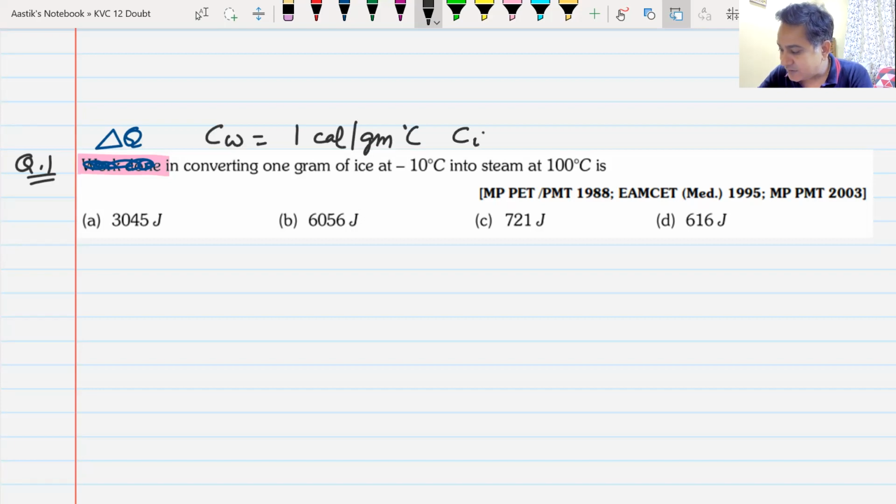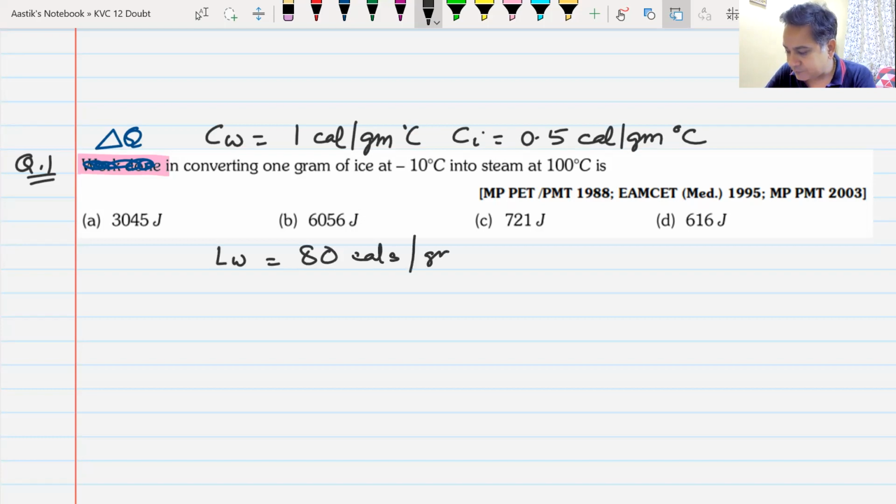Specific heat of ice is 0.5 calorie per gram per degree Celsius. Latent heat of fusion of water is 80 calories per gram. Latent heat of vaporization, LV, is 540 calories per gram. Do you know all these values? Even if you don't know, I have given you the values. The values are there. The question is there. Best of luck.